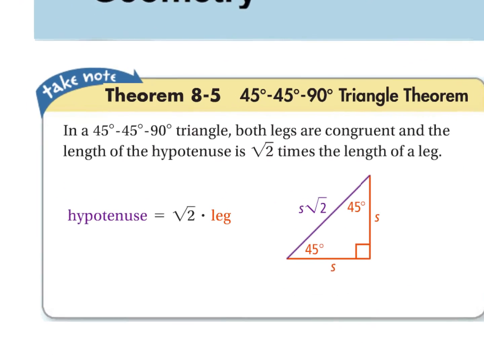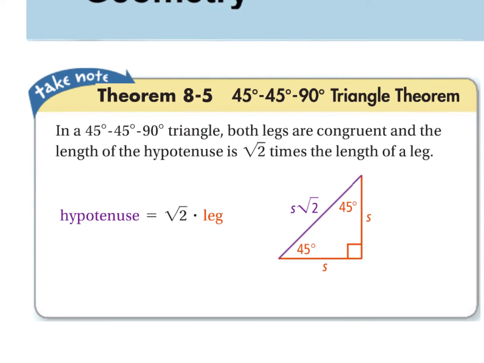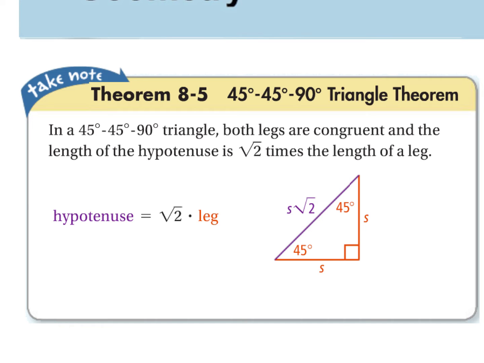So the one we're going to talk about today is called the 45-45-90 triangle. And the reason it's called that, of course, is because that is what the angles are. If you take a look here, you see that our angles are 45, 45, and 90 degrees. And so that's why it's called a 45-45-90.